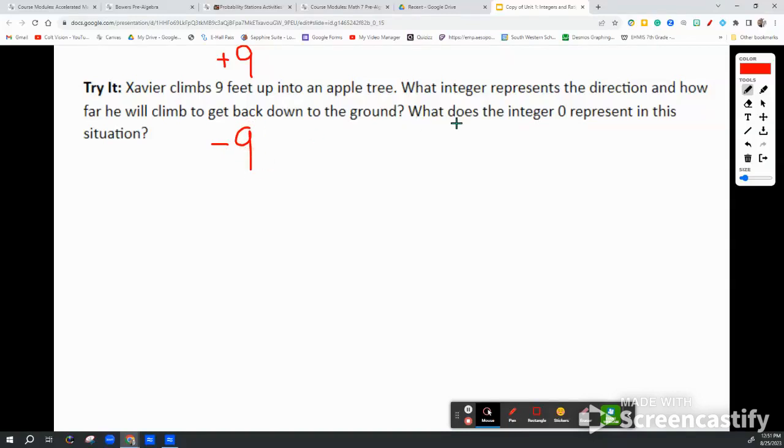It goes on to ask, what does 0 represent in this situation? So in this particular situation, 0 would represent the ground level. So we're saying if we're starting on the ground level and we go up 9 feet, that's +9. If he comes down 9 feet, that's -9.